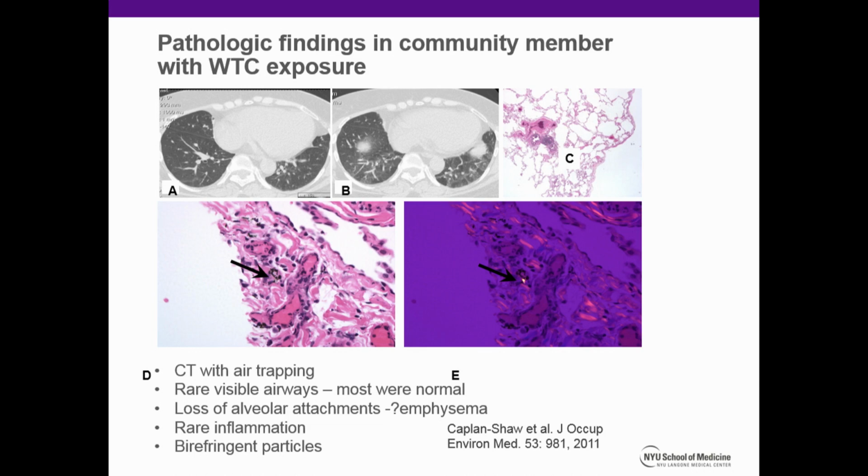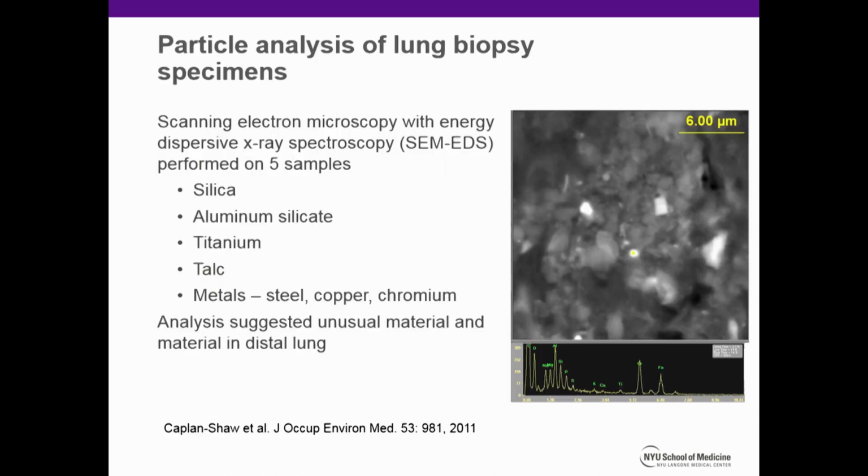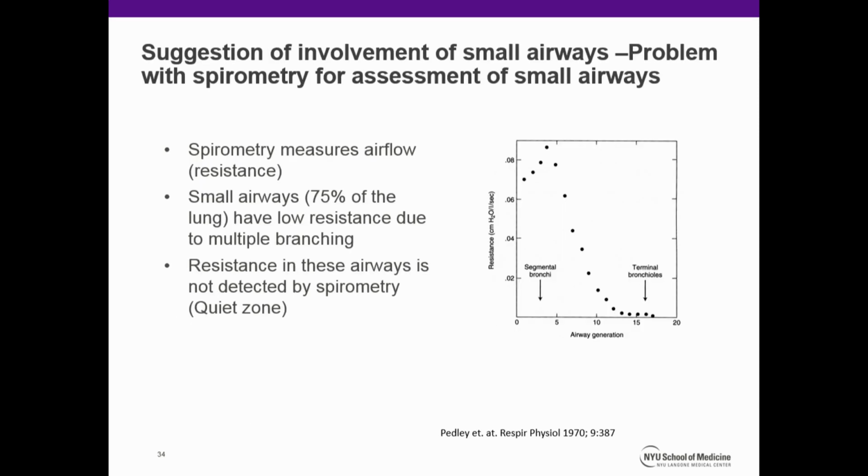And really the key thing was nobody could really agree on what they were seeing, except that most of them had small particles deep in the lung, actually relatively large particles, but particles deep in the lung, and that many of these were birefringent particles. And when we sent them off for particle analysis, they had odd things in them, metals such as steel, copper, and chromium, suggesting, certainly not proving, but suggesting that these were unusual particles and could have come from some of the inhalation from the dust. So this suggested to us that we really needed to focus on small airways evaluations to understand perhaps what was going on in this population.